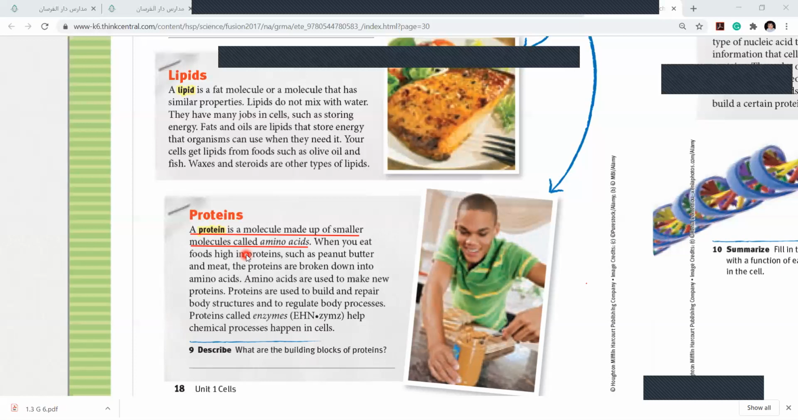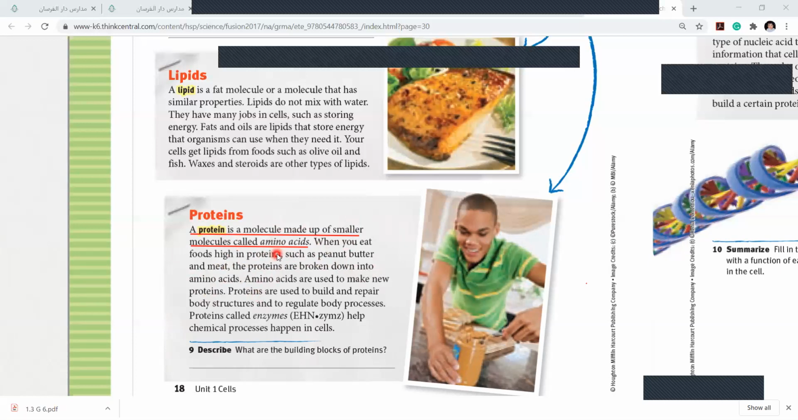Okay, let us come back here. When you eat foods high in protein, such as peanut butter and meat, the proteins are broken down into amino acids. Girls, you need to remember, when you break down protein, it turns into amino acids.